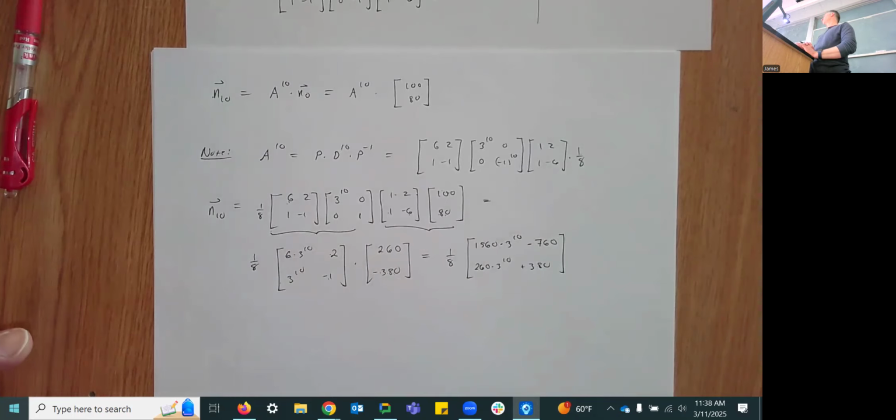So, yeah, we should try to do the other thing too. So this is one way of approaching this: if you want to find A to the 10th times some initial vector, you do P times D to the 10th times P inverse times your initial vector. And there is another way to do this though, which, yeah, I think we have the time for it. Sure.